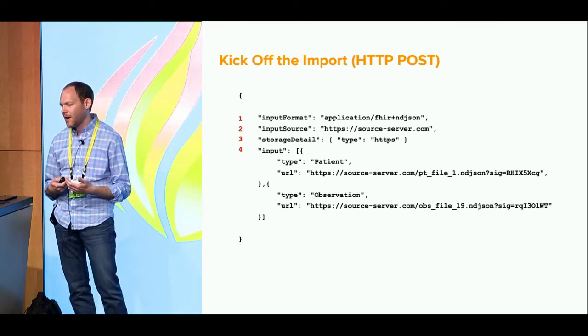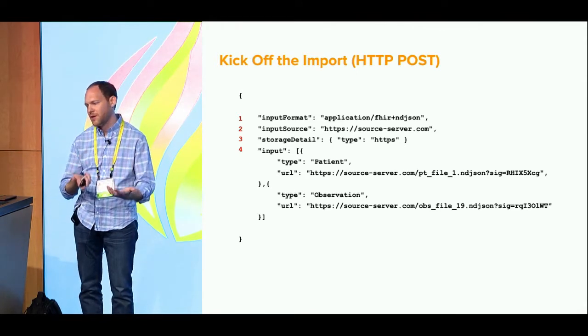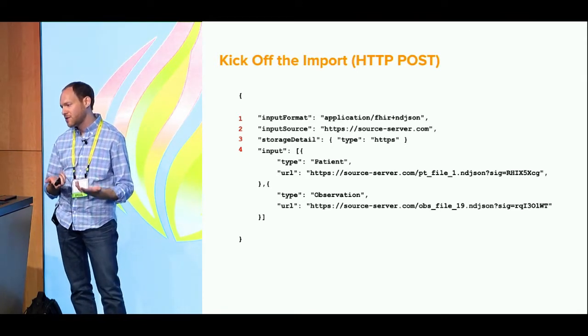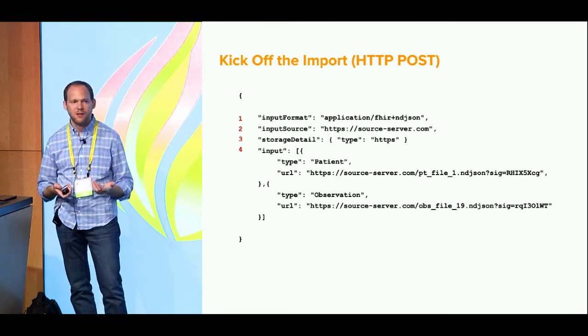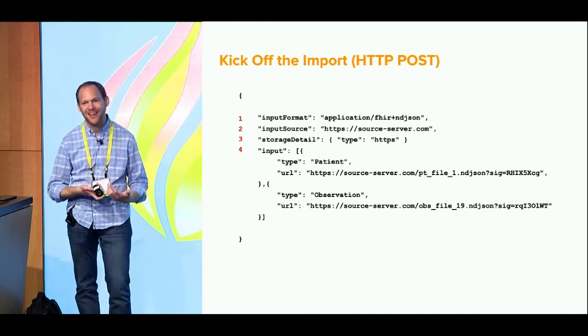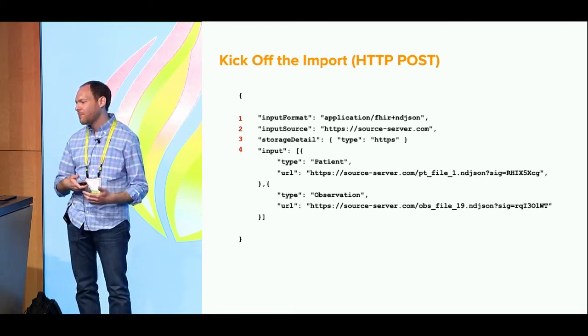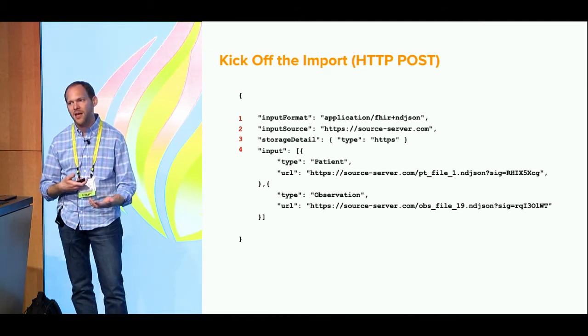This is an example of the data that would get posted to kick off an import operation potentially. There's a couple of things that are different from export here. One is that, of course, you're providing the data in NDJSON files instead of getting it out. That's the main difference. But we also added the storage detail section, and it would be great to get some feedback on that.